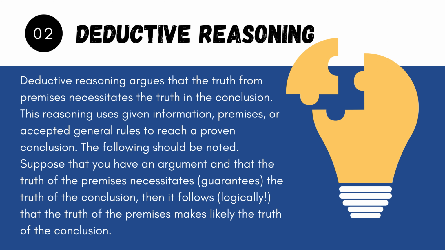Deductive reasoning argues that the truth from premises necessitates the truth in the conclusion. This reasoning uses given information, premises, or accepted general rules to reach a proven conclusion. The following should be noted. Suppose that you have an argument and that the truth of the premises guarantees the truth of the conclusion. Then it follows logically that the truth of the premises makes likely the truth of the conclusion.